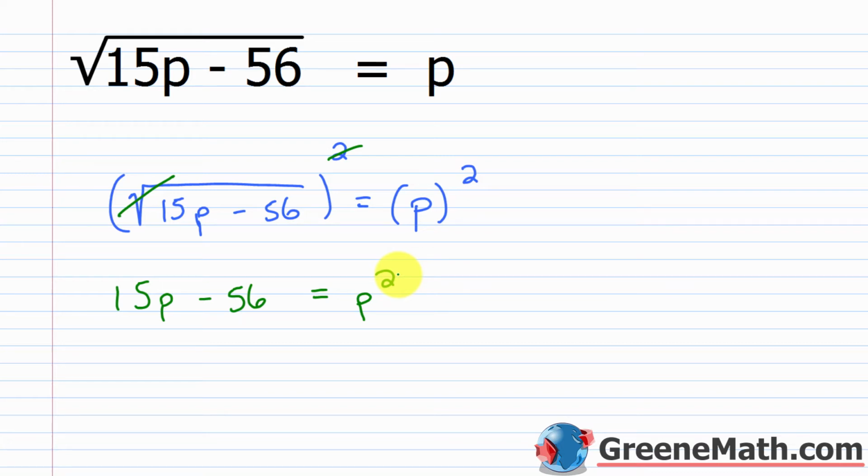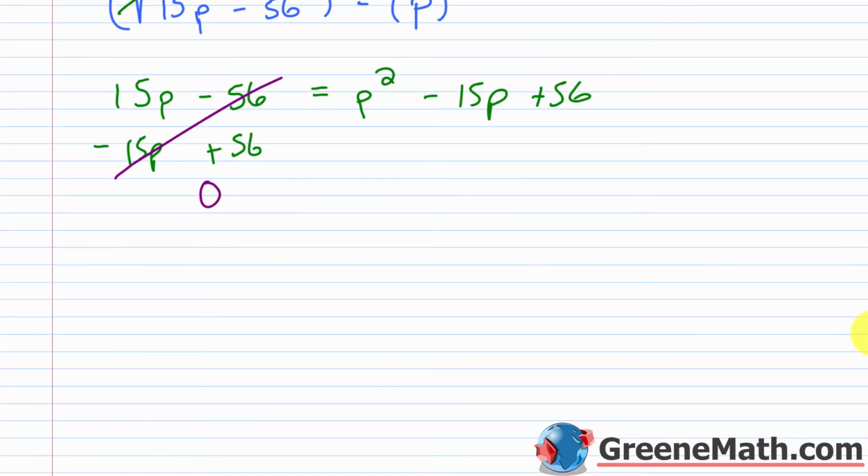All right, so for this, I'm just going to subtract 15p away from both sides. I'm going to add 56 to both sides. And that's going to make this side equal to 0. Let me scroll down here a little bit. I like 0 to be on the right side, so let me move everything over. So I would have p squared minus 15p plus 56 is equal to 0.